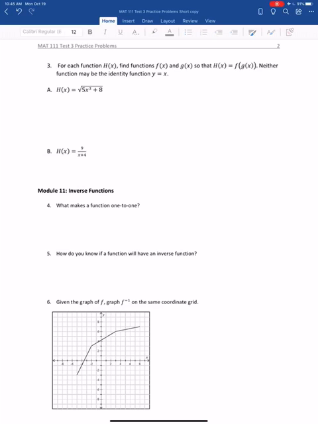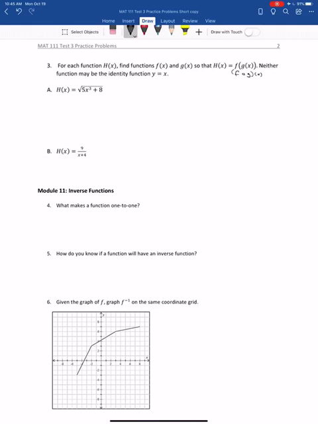So in this one, let's read through the directions. It says for each function h of x, down below, there's two examples here we're going to look at. Find functions f of x and g of x such that h of x will equal f of g of x. So it'll equal the composition function, f composed with g. Right? So again, what is f of g of x? That's f circle g of x. So that's our restriction. And it says neither of the new functions may be the identity function, which is y equal x. So we can't use y equal x as a function.